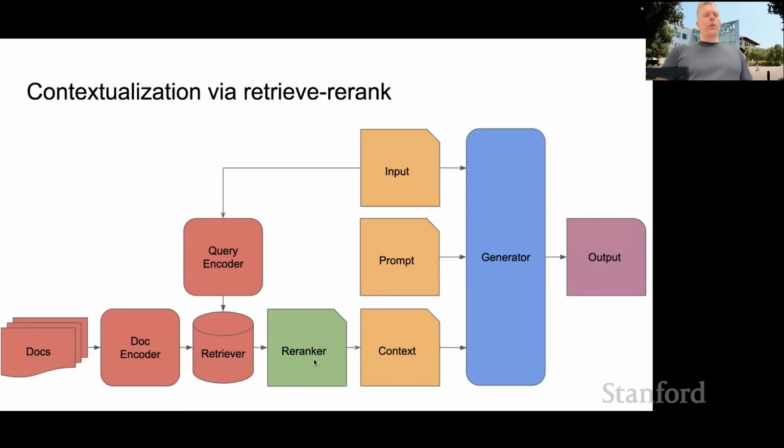Yeah, just to point out what that looks like with this re-ranker. So you just have this extra step essentially, right? So we have our retriever, then we have our re-ranker, then we have our generator and our output.